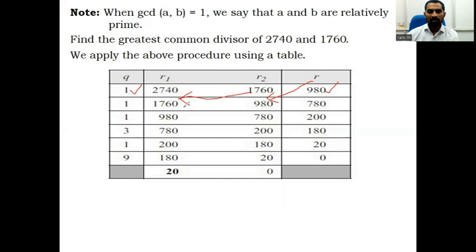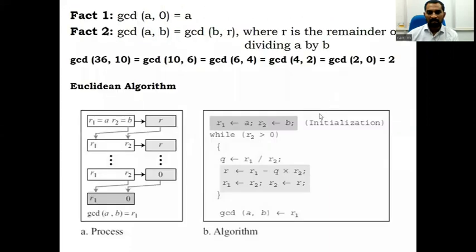Now we are going to divide 1760 by 980. It goes for one time, and the remainder is 780. So R is not equal to 0. Again, we'll make R1 equal to R2 and R2 equal to R. Why? Because the Euclidean theorem says you need to continue this process until R is equal to 0.